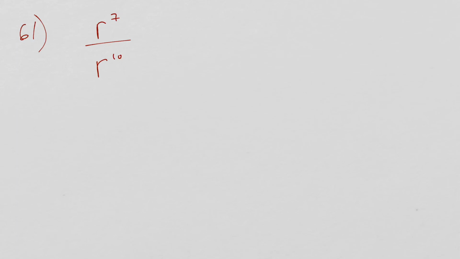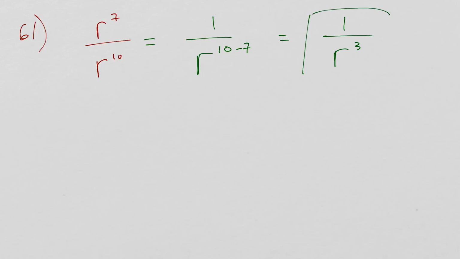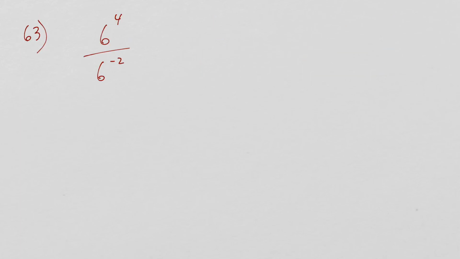Okay, when we're dividing, we're subtracting the exponents, and there's more of them on the bottom, so they're going to end up on the bottom. We have 10 minus 7 here, which is going to be 1 over r cubed. Okay, in order to bring these up here, we invert the sign. So this is like saying 6 to the 4 times 6 to the positive 2, which is 6 to the 4 plus 2, which is 6 to the 6th power.